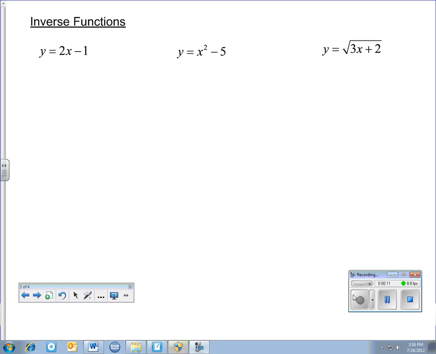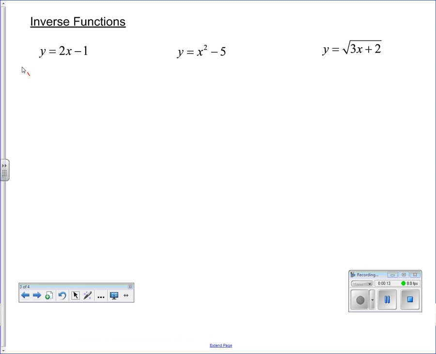First example, y equals 2x minus 1. I'm going to make it x equals 2y minus 1. And then I need to get y alone. Keep it on the left side. I'll add 1 to both sides. I'll get x plus 1 equals 2y, and I'll divide by 2. And so x plus 1 over 2 equals y. That's the inverse function: the inverse of y equals 2x minus 1 is y equals (x plus 1) divided by 2.